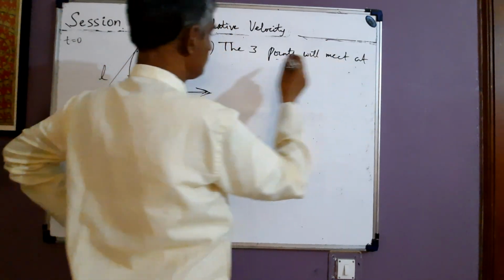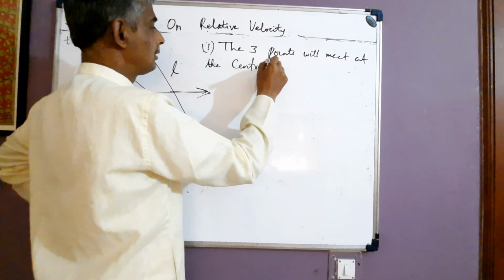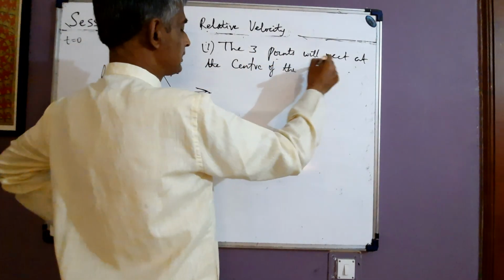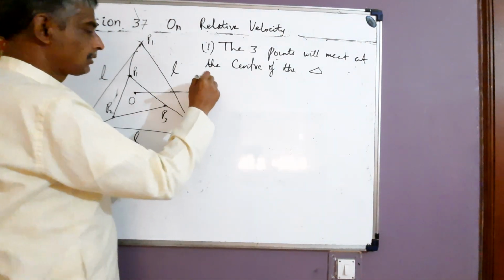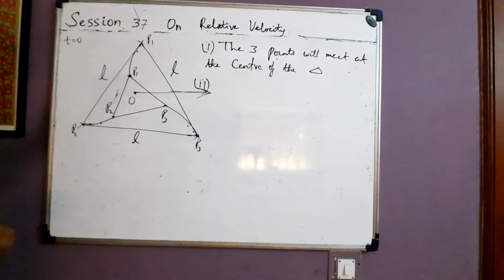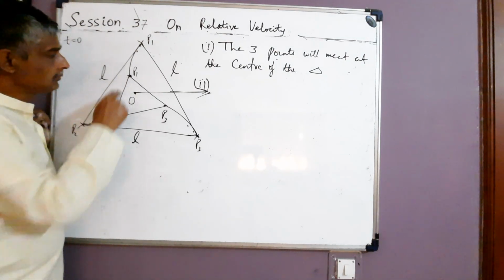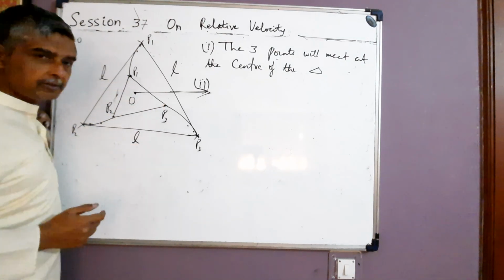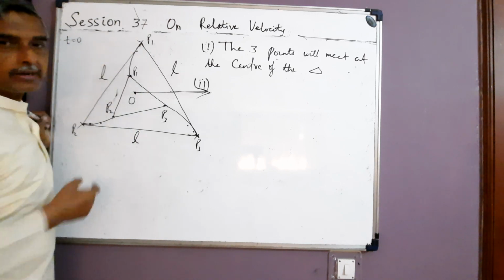Meet at the center of the triangle. That is the first point. The second point is this. At any instant of time, the 3 points will form an equilateral triangle whose center coincides with center O of the original triangle.